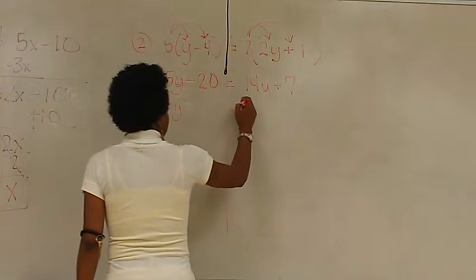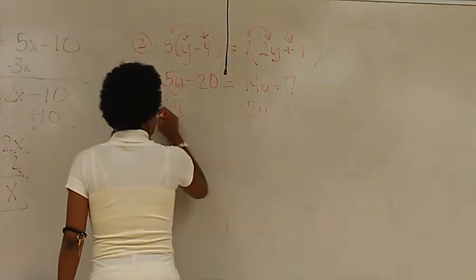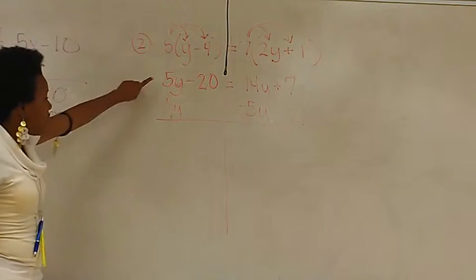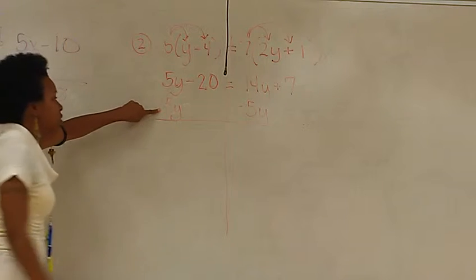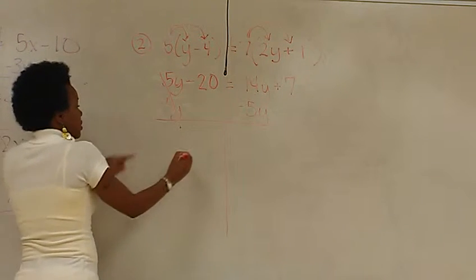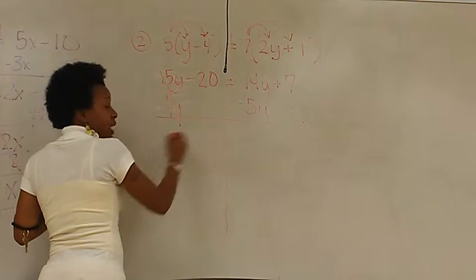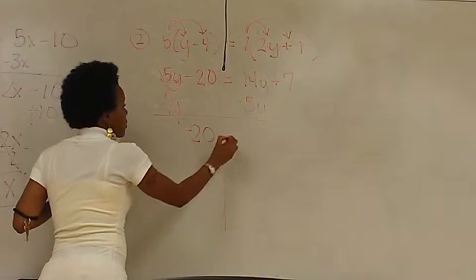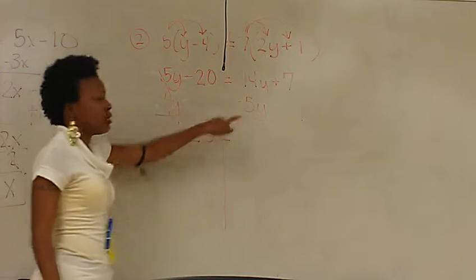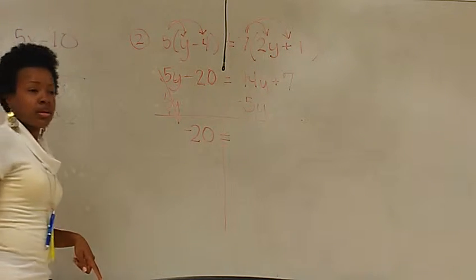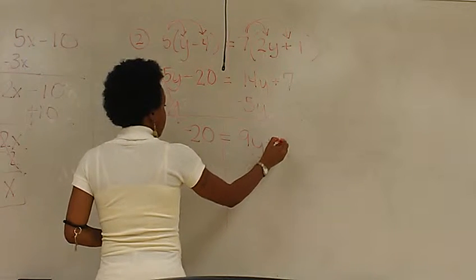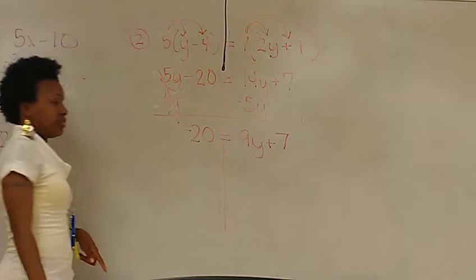5y is positive. Don't let that subtraction sign fool you. That subtraction sign goes with the 20. 5y is positive, so you subtract 5y and you get 0. They cancel. Now what do I bring down? Negative 20. Good. Not just 20. 14y take away 5y. 9 what? 9y. If you forget that y, you're in trouble. And then bring down plus 7.